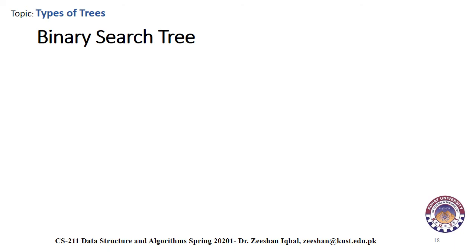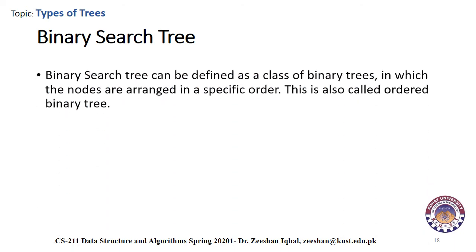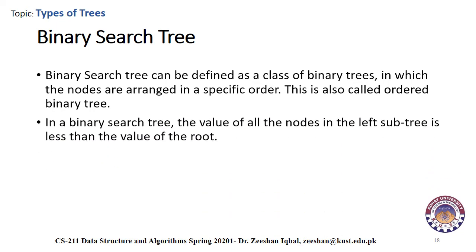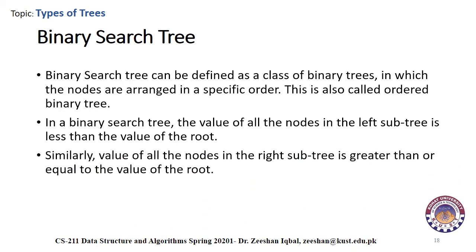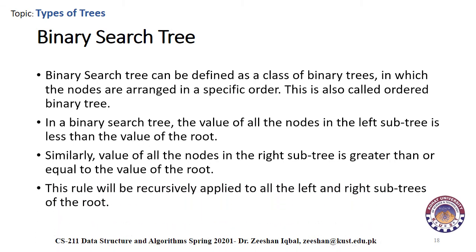Binary search trees are special trees which can be defined as a class of binary trees in which the nodes are arranged in a special order. This order is known as an ordered binary tree. In a binary search tree, the value of all the nodes in the left subtree is less than the value of the root. Similarly, the value of nodes in the right subtree is greater than or equal to the value of the root. This rule will be recursively applied to all the left and right subtrees of the root.